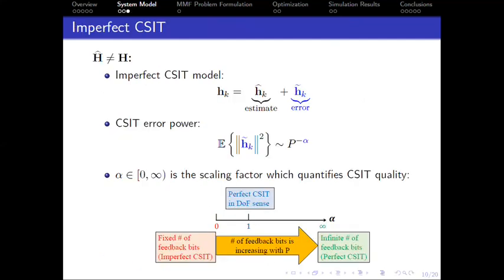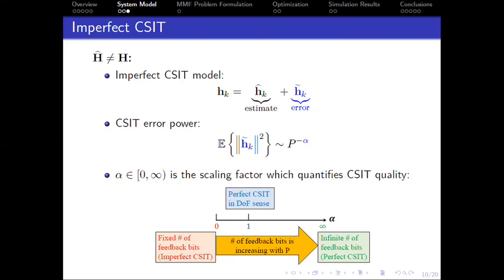Imperfect CSIT is also considered in this work. To model CSIT uncertainty, channel vector H is denoted as a sum of the channel estimate and the CSIT error. The CSIT error variance is allowed to decay as P to the power of minus alpha, where alpha is the scaling factor which quantifies CSIT quality. For a finite non-zero alpha, CSIT uncertainty decays as P grows by increasing the number of feedback bits.